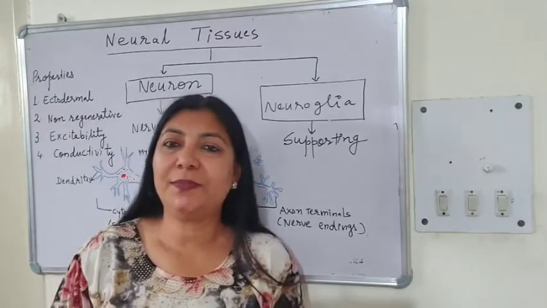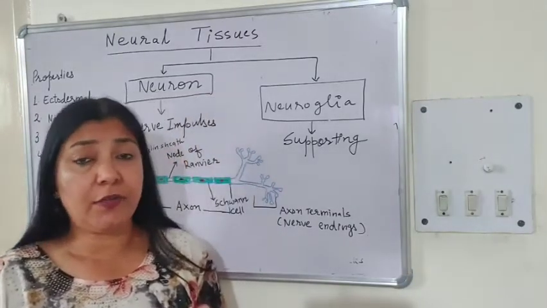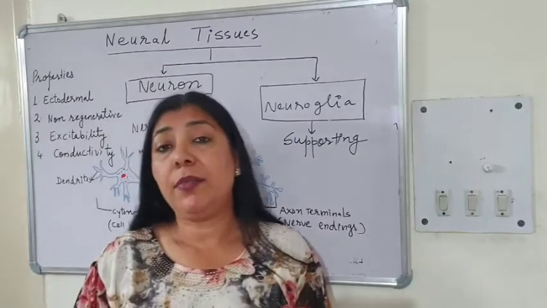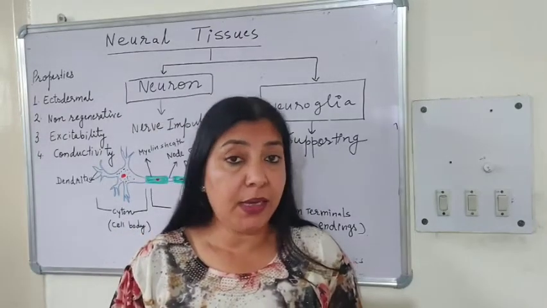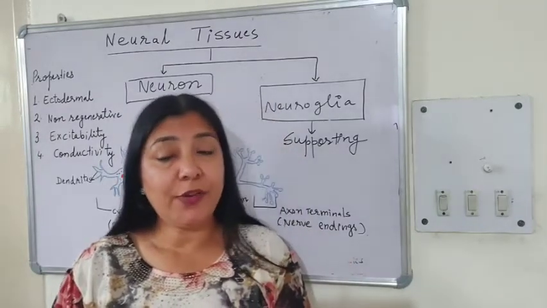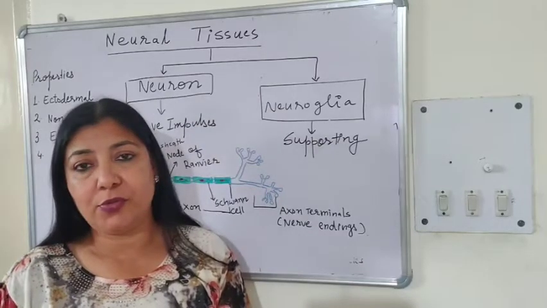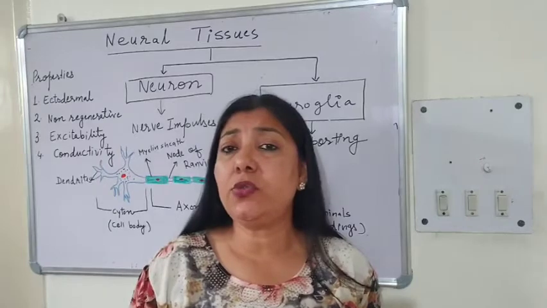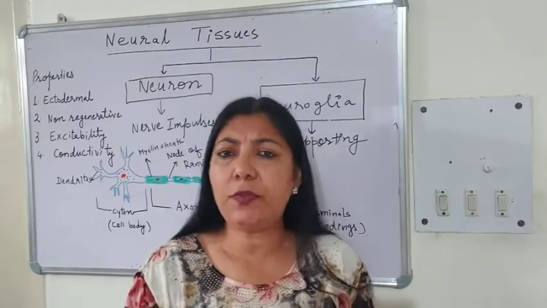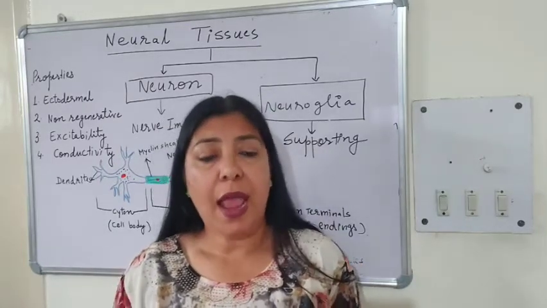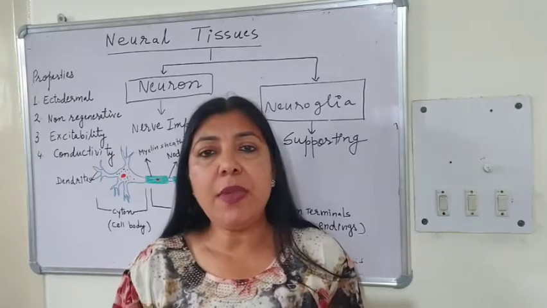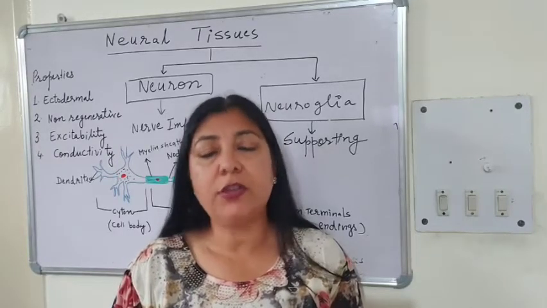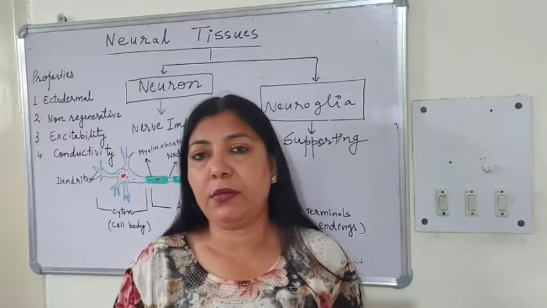Hello dear students. Till now in this chapter we have already studied the histology of epithelial tissues, connective tissues and muscle tissues. And we know how important all these tissues are. They are specialized for specific functions and together they make the organism function successfully.